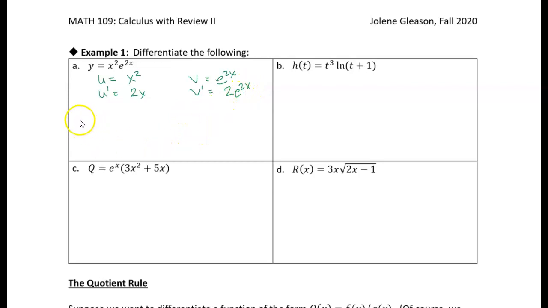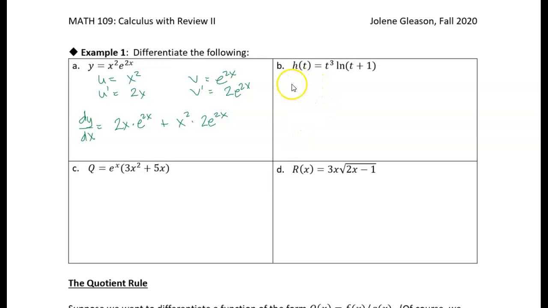All right, so now it's just a matter of applying the product rule. Okay, so I'm going to call the derivative dy dx, and what do I get? It's going to be the derivative of the first, 2x, times the second, e to the 2x, plus the first, x squared, times the derivative of the second, 2e to the 2x. Okay, that's all there is to it. All right, so try the next one. Pause the video and try the next one.